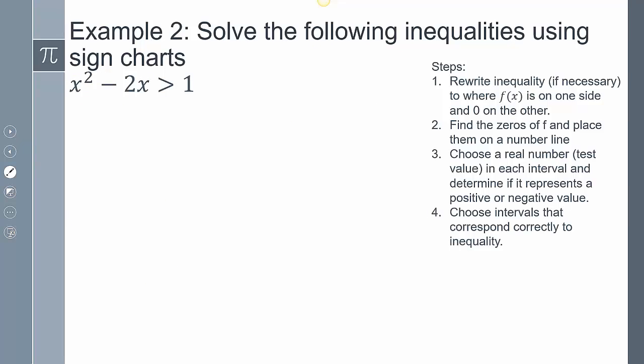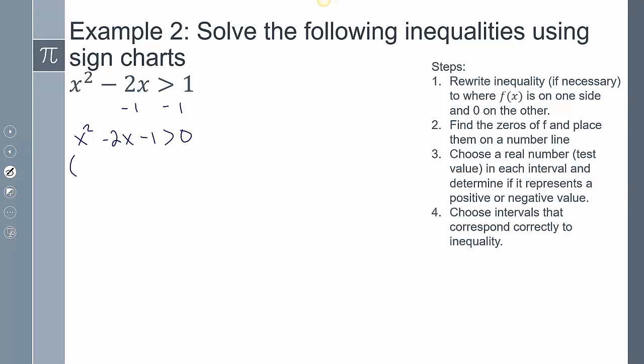Example number 2. It says solve the following inequality using sign charts. So for this one, I need to rewrite the inequality to where f of x is on one side and 0 is on the other. So that means I'm going to subtract 1 on both sides. And so I'm going to get x squared minus 2x minus 1 is going to be greater than or equal to 0.